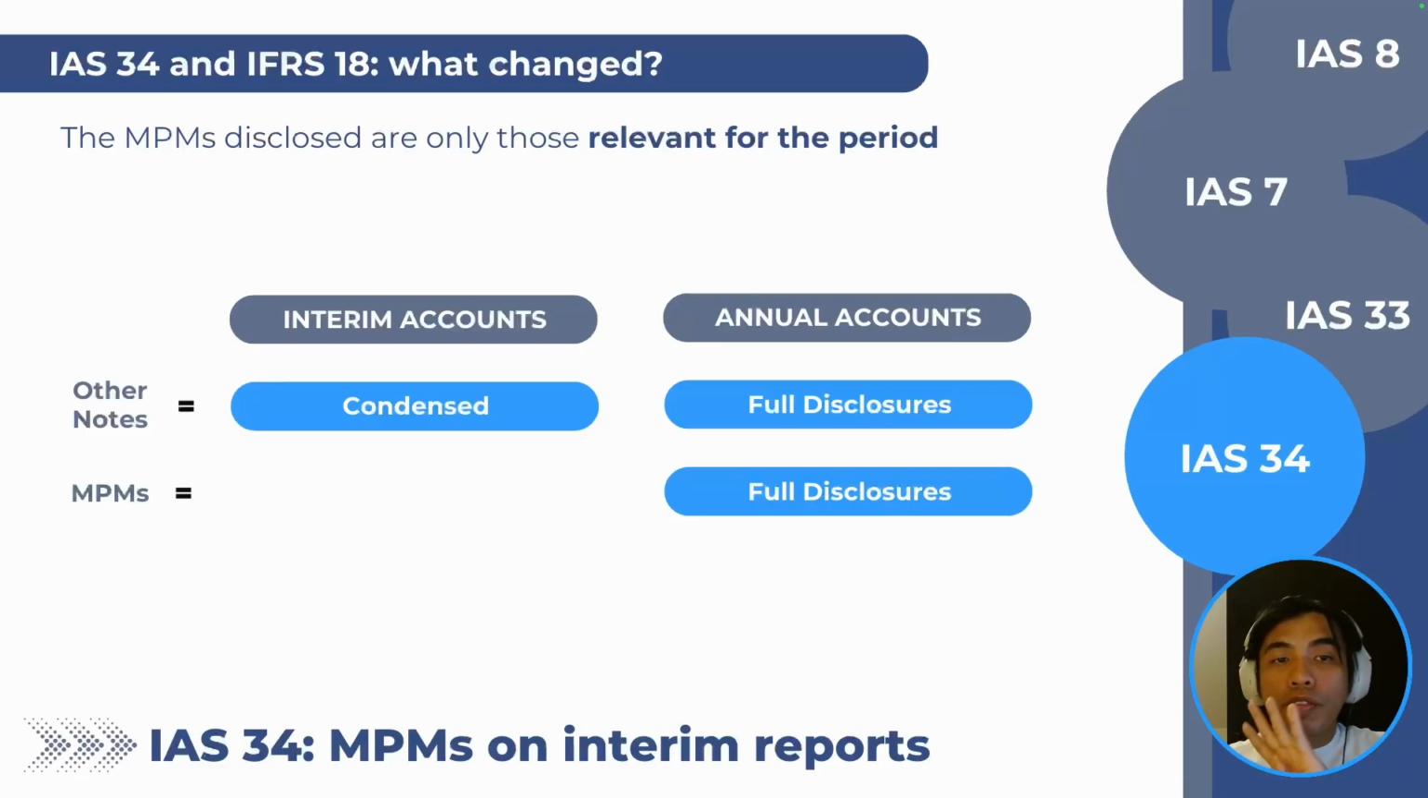We have discussed 4 types of changes on the IFRS accounting standards. IAS 8, which is now renamed to Basis of Preparation of Financial Statements. IAS 7, Statement of Cash Flows. IAS 33, Earnings per Share. And IAS 34 on Interim Financial Statements.